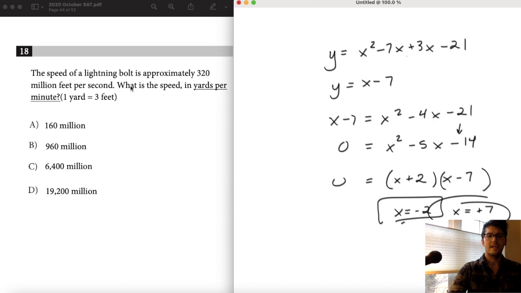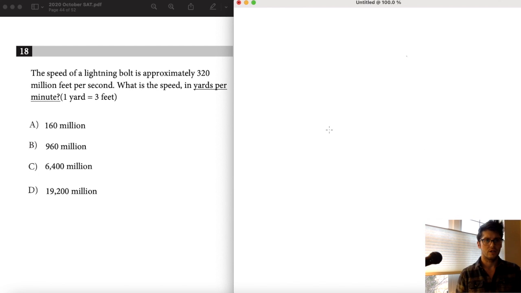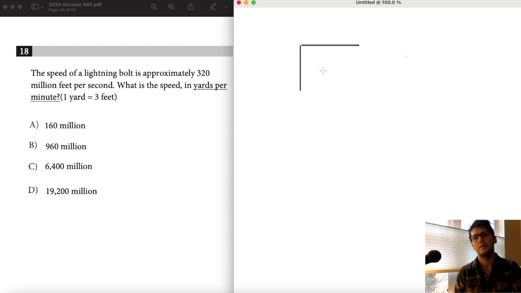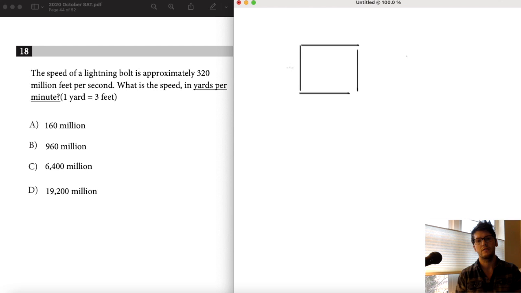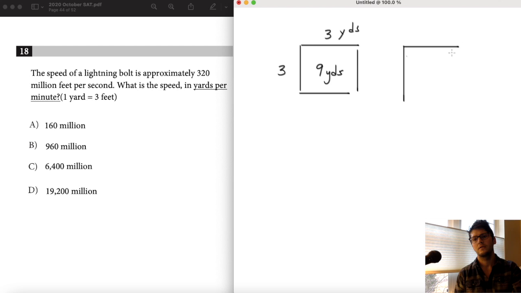All right, 18. Instantly, I'm thinking it's a translation question. And one thing to be on guard for, it doesn't happen here, but I just want to show you something. Look, let's say you have a box that's 3 yards by 3 yards. You say that's 9 yards, the area. If you get asked about area or volume with these units, change the units on the individual sides.